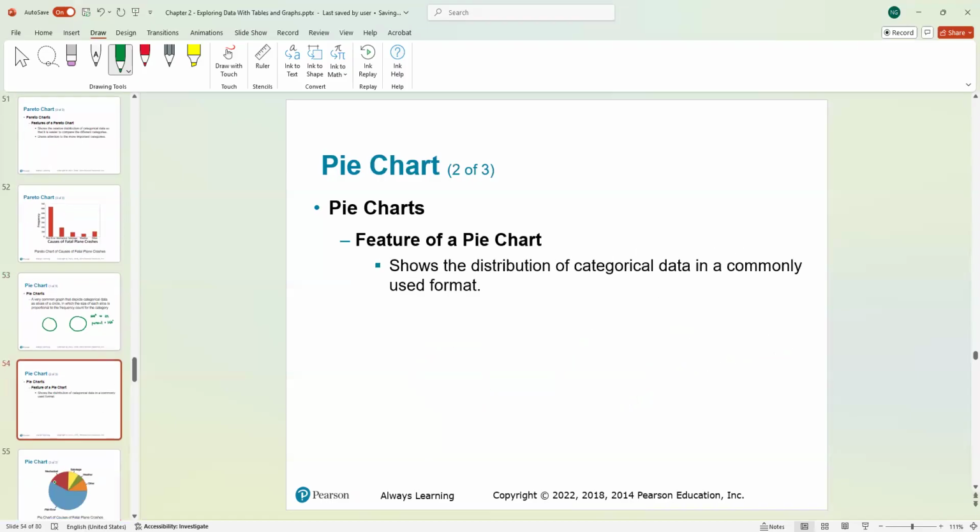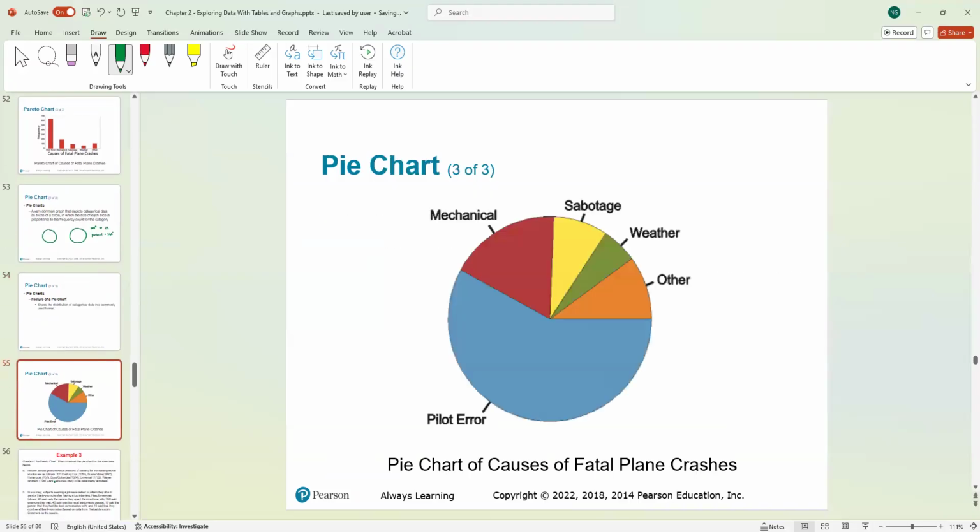So we call it a pie chart. As we said, we need to study the whole thing, so pie charts are very helpful in this case. It shows the distribution of categorical data in a commonly used format. All right, so that's why we use the pie chart. You can enjoy constructing one, or look at this example of a pie chart, right?